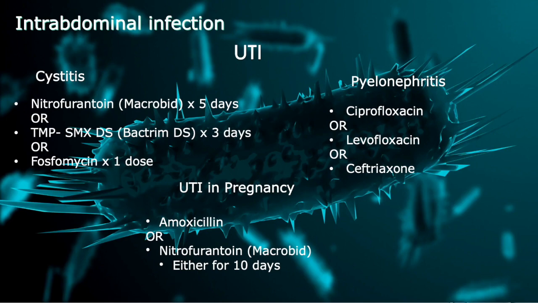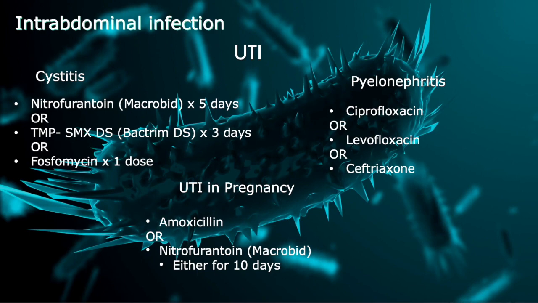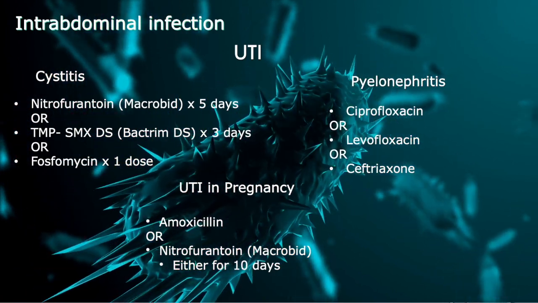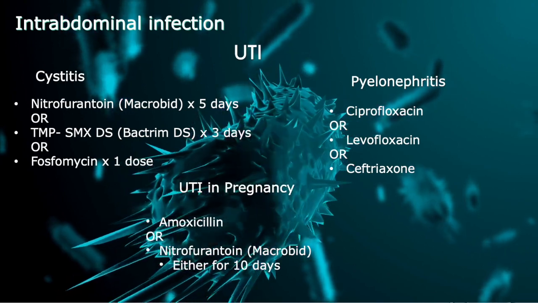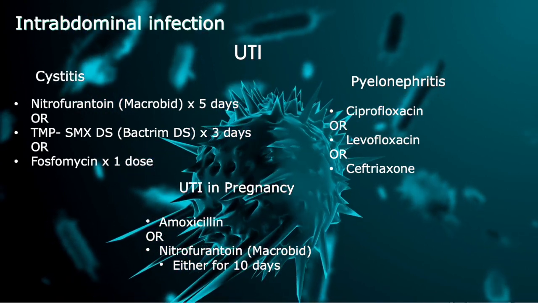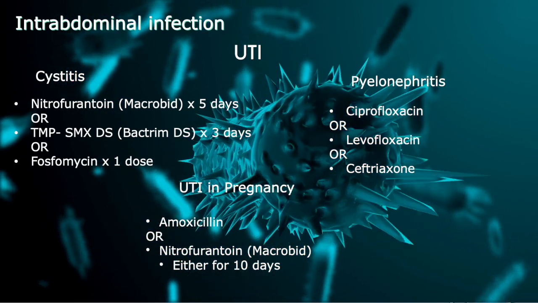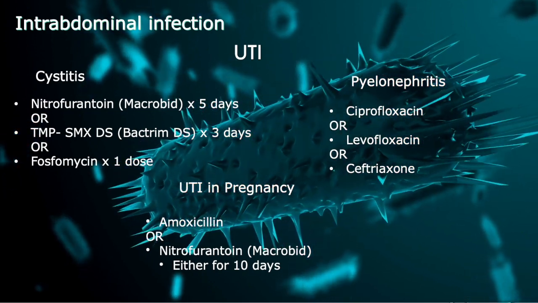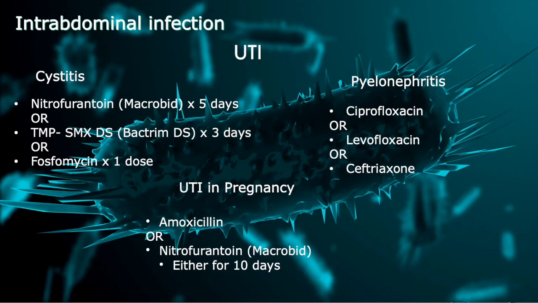And then if there's pyelonephritis, the first choices are ciprofloxacin or levofloxacin or ceftriaxone. If there is UTI in pregnancy, you want to go ahead and start with amoxicillin. Or if that's not available or there's an allergy, you could do Macrobid. And either one of these for 10 days is what's recommended.